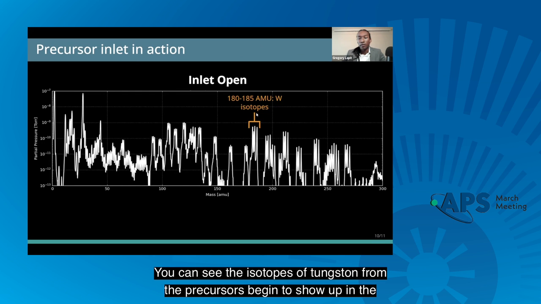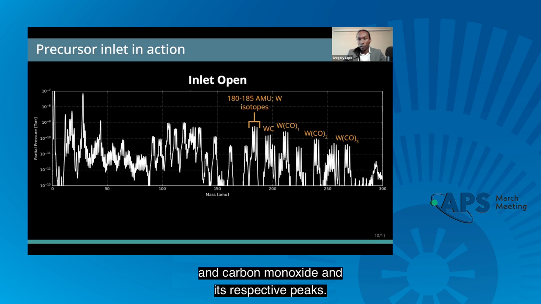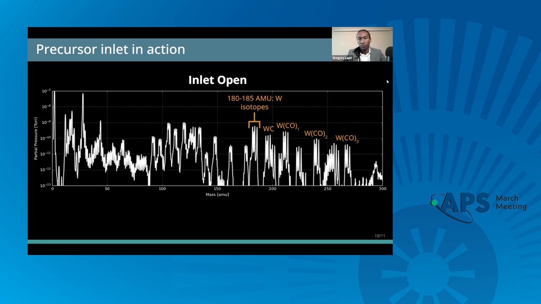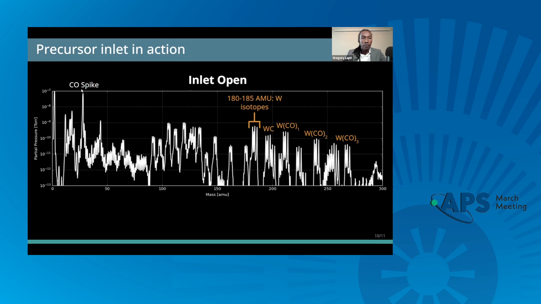You can see the isotopes of tungsten from the precursors begin to show up in the system around 180 and 185 AMU. You can see that it also reacts with carbon and carbon monoxide in their respective peaks. It is also important to note that you see a spike of carbon monoxide compared to previous.